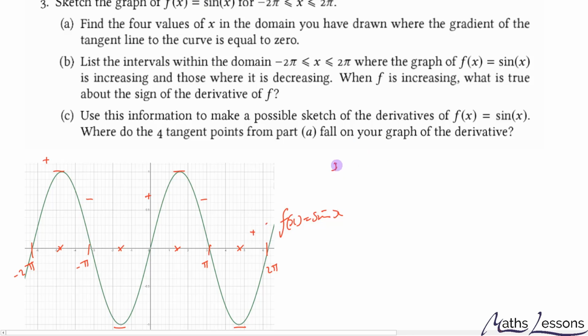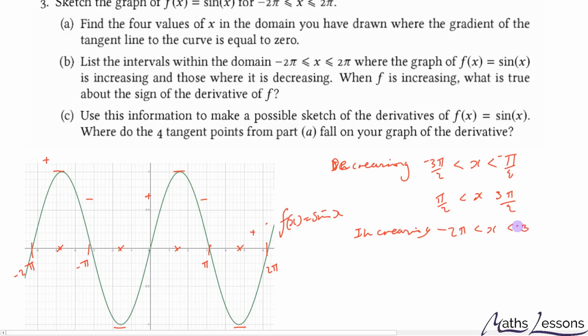So it's increasing between minus 3 pi by 2 and minus pi by 2. Where else is it decreasing? So that's not increasing, it's decreasing, isn't it? That's right, decreasing between pi by 2 and 3 pi by 2. And it's increasing from minus 2 pi to minus 3 pi by 2. And it's increasing from minus pi by 2 to pi by 2.